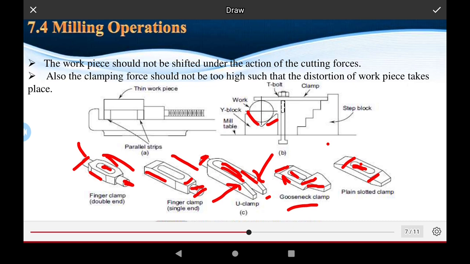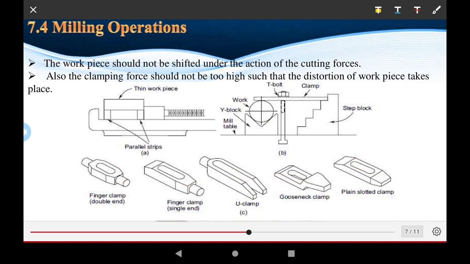The plain slot clamp is also used as a fixing point for holding jobs and workpieces, and also to support the height of the work. Some of the operations are performed using devices for milling operations. The clamping force should not be too high, such that distortions of the workpiece take place. Some workpieces also require devices used for other operations.